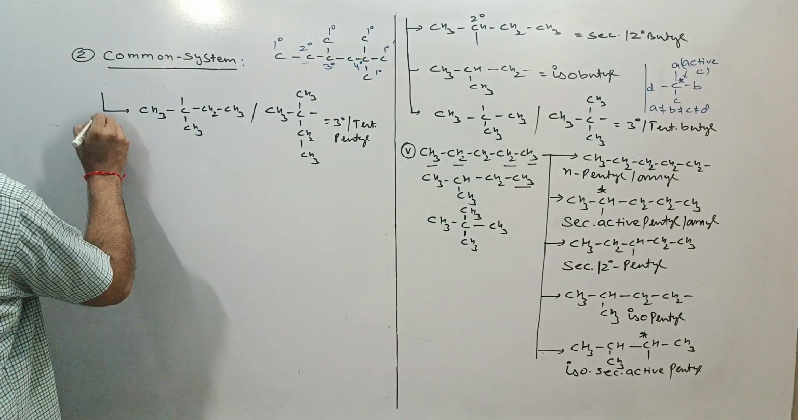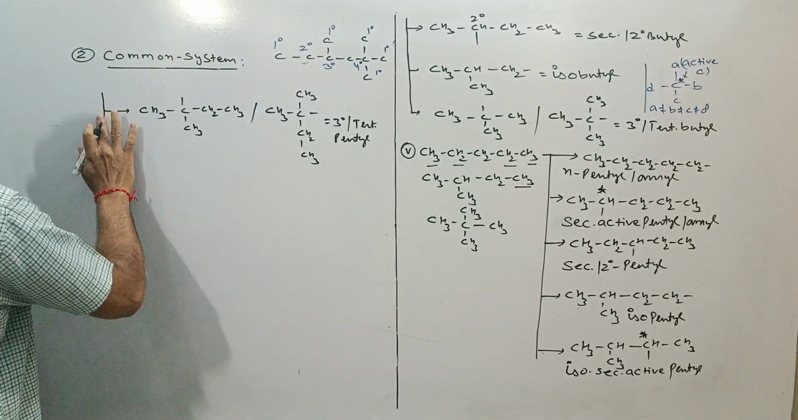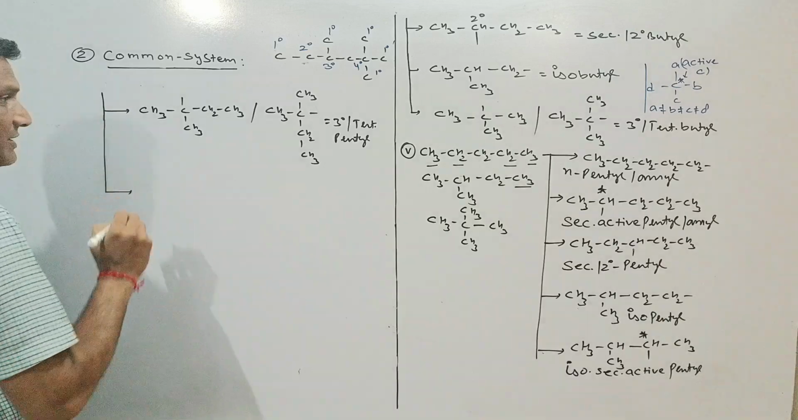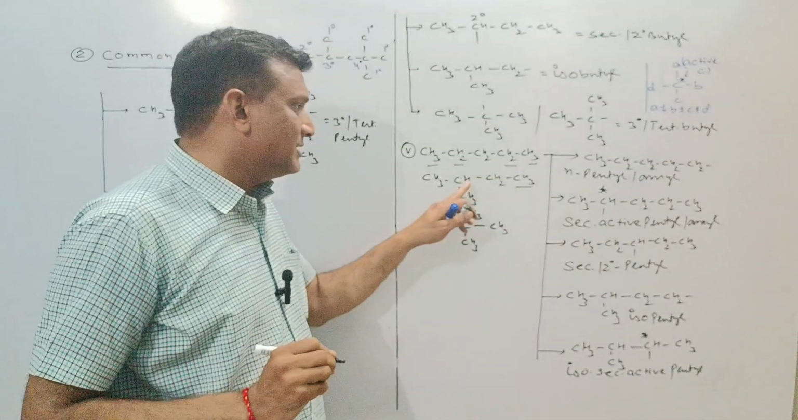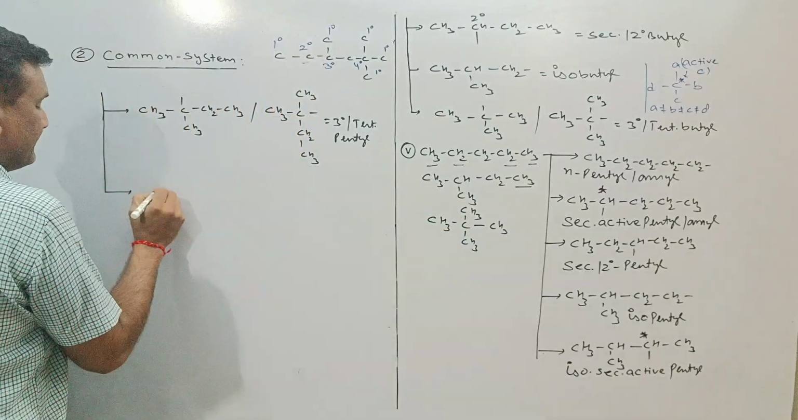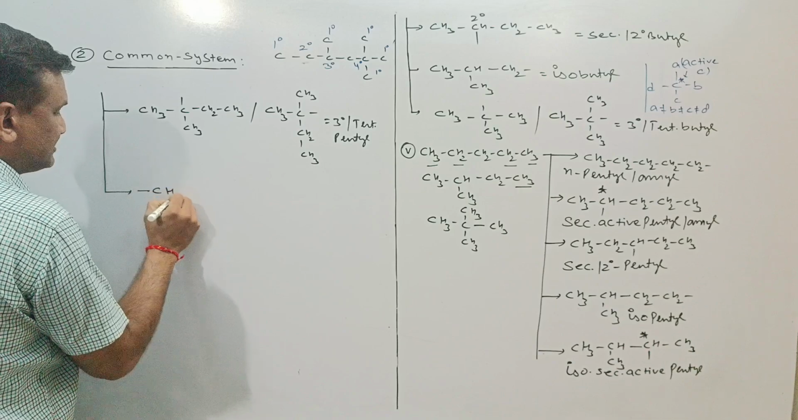Now I would like to go further. This is the next. What is that? This time you have to remove from these two terminal carbons. So what will it be? This will be as follows: CH2.